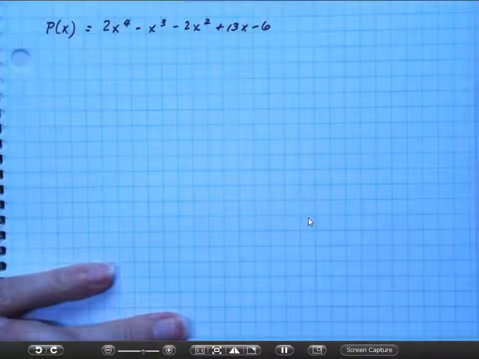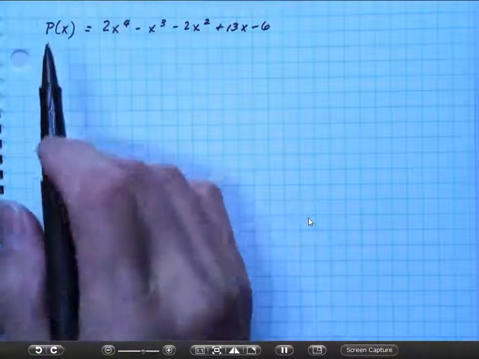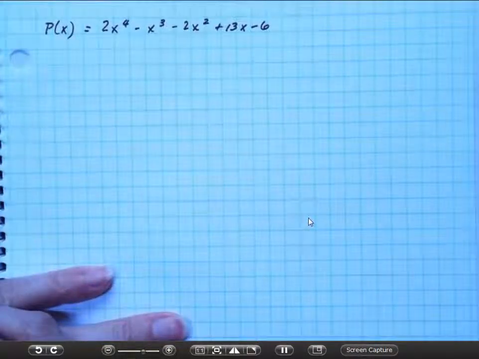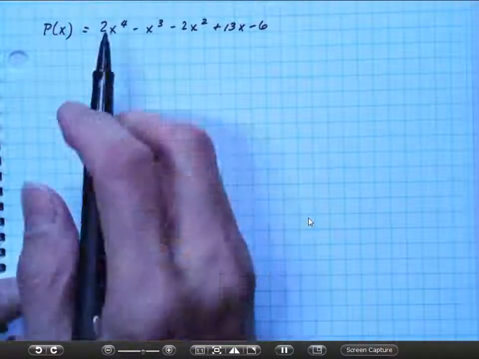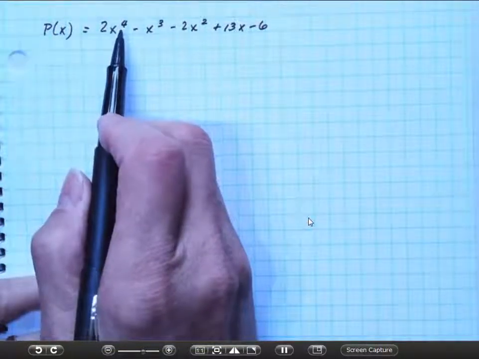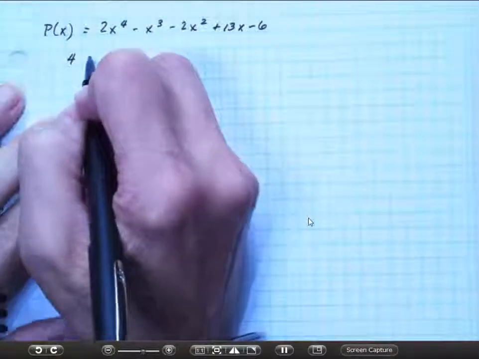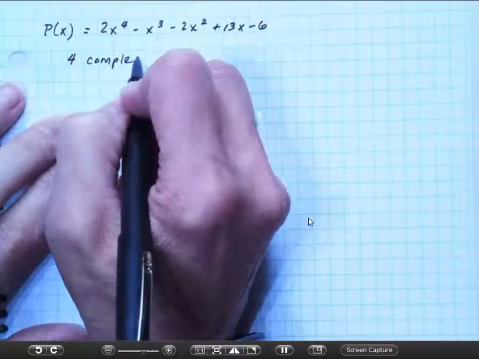This is an example problem that we did in class. P of x is equal to 2x to the fourth minus x to the third minus 2x squared plus 13x minus 6. And the first thing we want to look at is it's a fourth degree polynomial. So the fourth degree means that we're going to have 4 complex zeros.